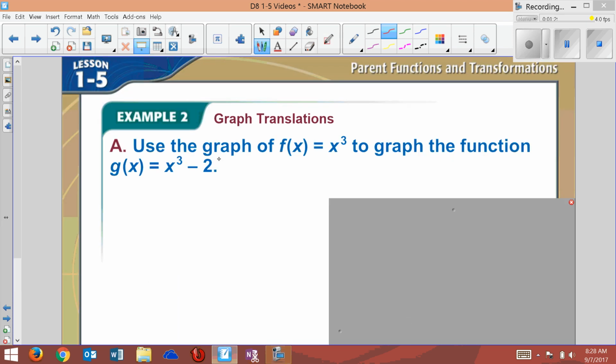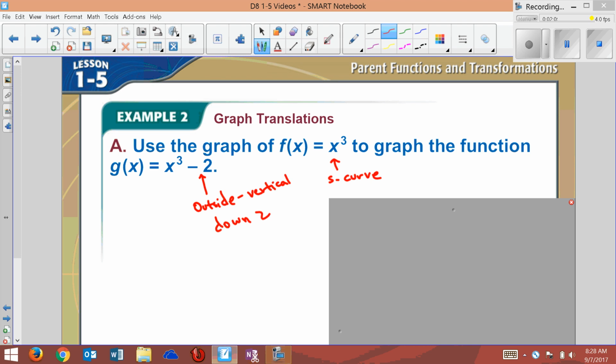So here, let's look at a couple of examples. It says use this f of x equals x cubed to graph the function g of x equals x cubed minus 2. This is an S curve. Okay, so we have an S curve here. And what has happened is we have an outside transformation right here. It's a translation, so it's a shift. It's on the outside. It's not in the parentheses with x. So this is outside, so it's vertical. And since it's vertical, it's normal. So it's going to be down 2.